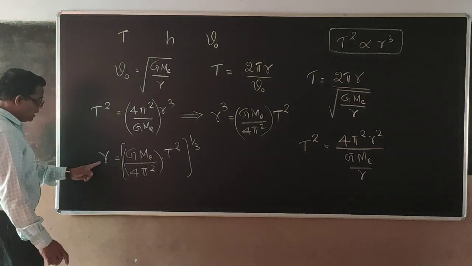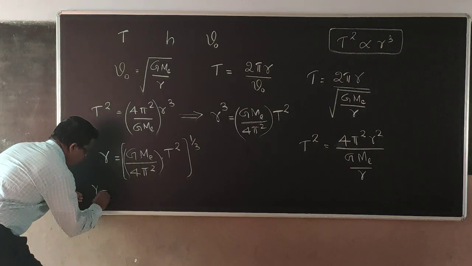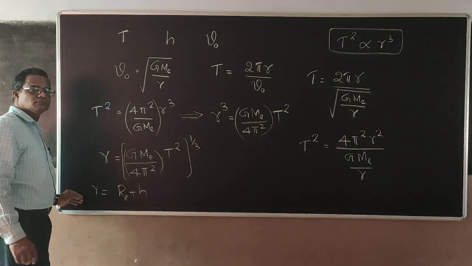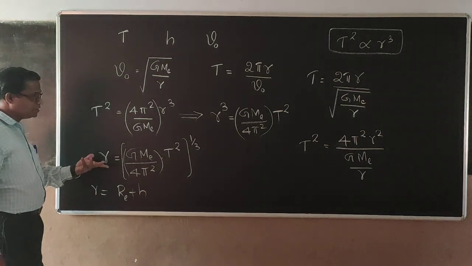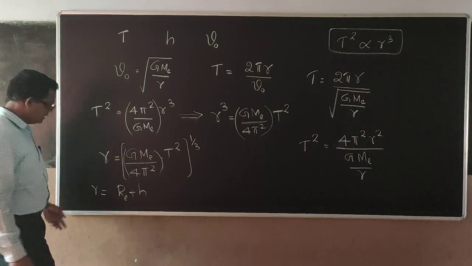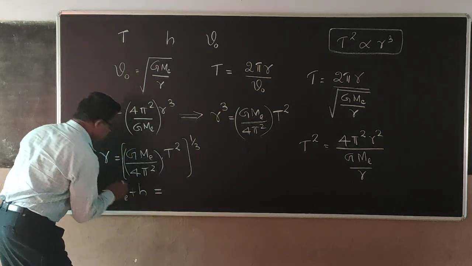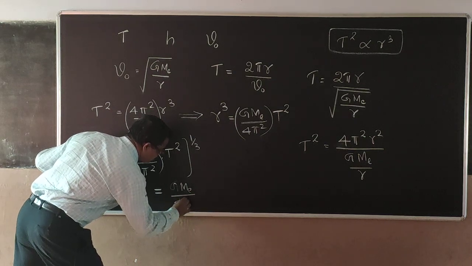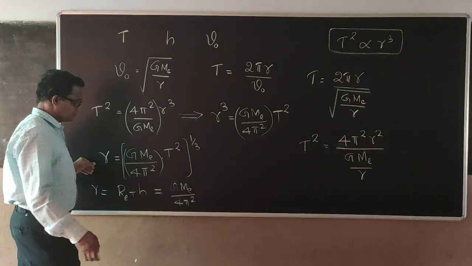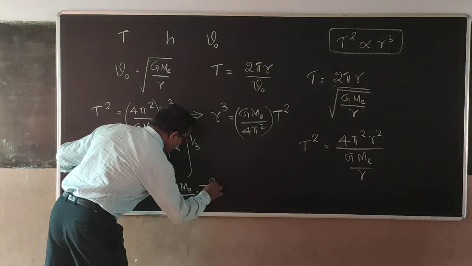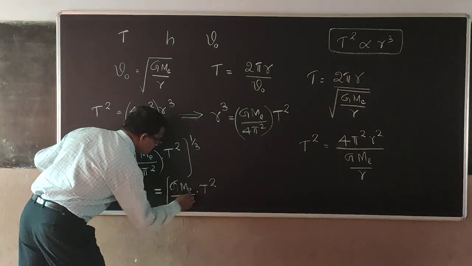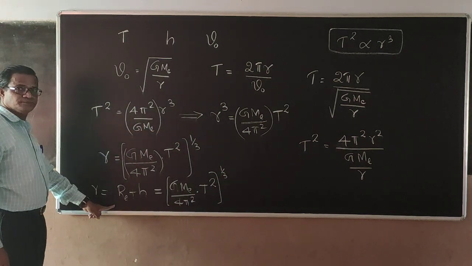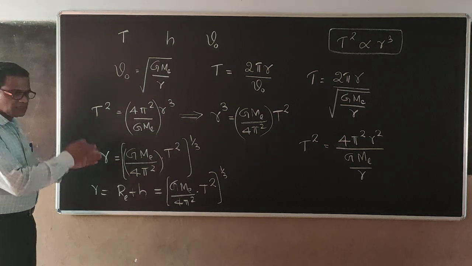Now r is equal to R_E plus h. So we have to bring height into that. Then R_E plus h is equal to GM_E by 4π² into T², all raised to 1 by 3. Steps are very clear.